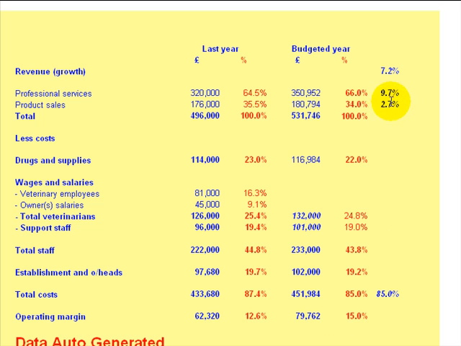Next year, we have to seek overall growth on the top line of 7.2%, of which 9.7% increase on the cost of professional services, a 2.7% increase on the cost of drugs and supplies. So we're looking to grow to £531,000 next year, and if next year we keep these costs in line with forecast, we will achieve our margin of 15%.